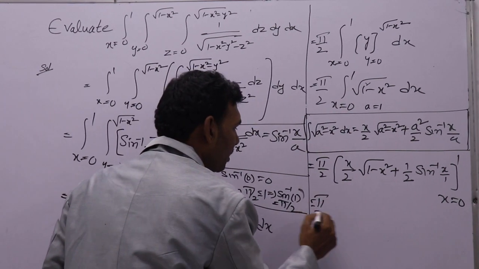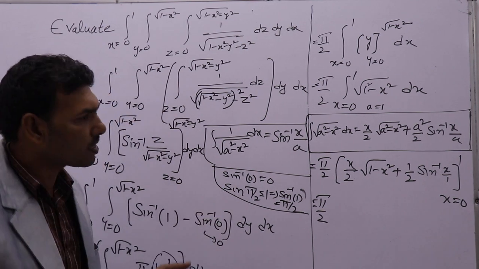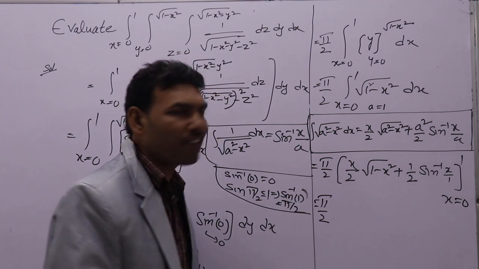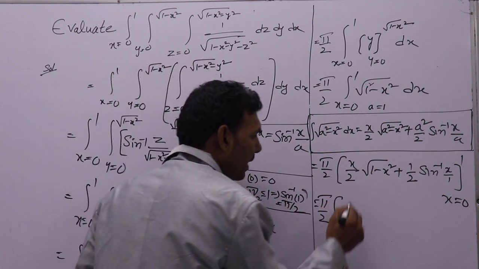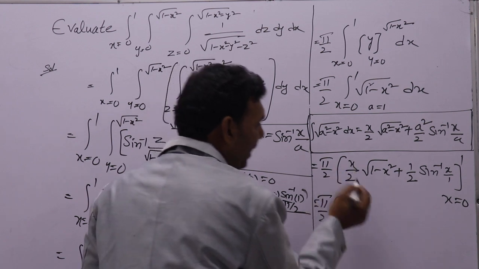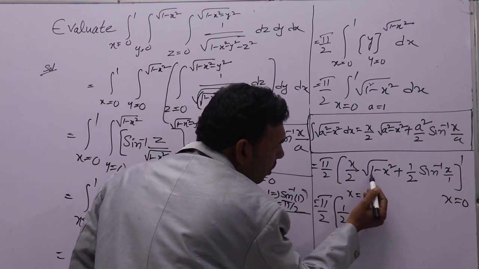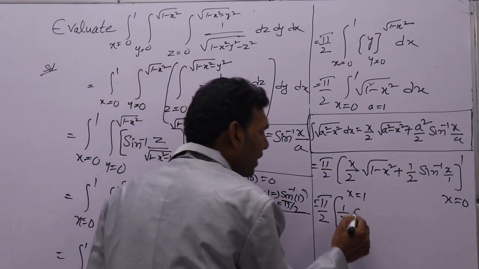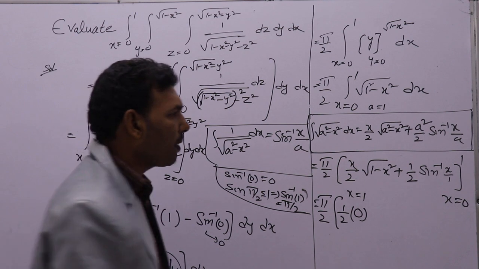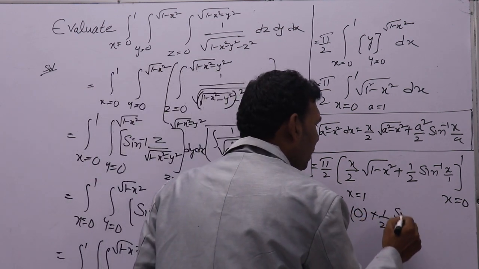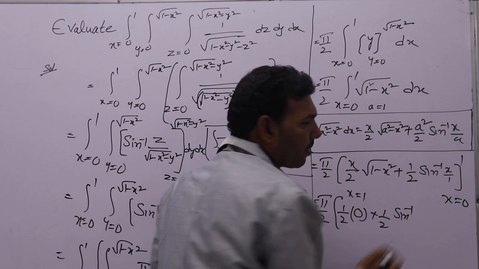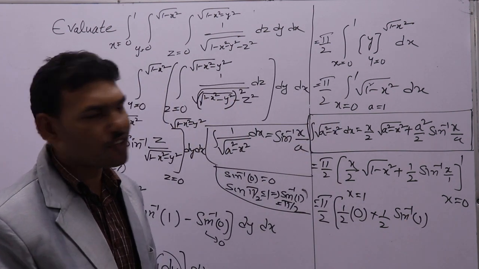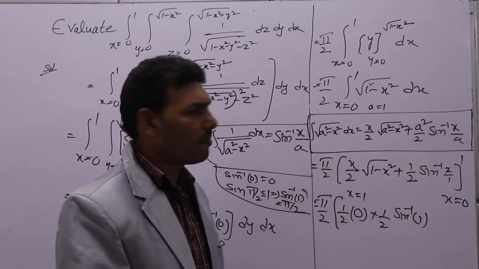Now write, in the place of x, the upper limit 1 first, and in the place of x, 0, the lower limit. If you write in the place of x, 1, what happens? Here 1 by 2, root 1 minus 1 square, 1 minus 1, 0. 0 into anything is 0. Plus 1 by 2 sine inverse, write in the place of x, 1, 1 by 1, 1. Minus the lower limit, you need to substitute.